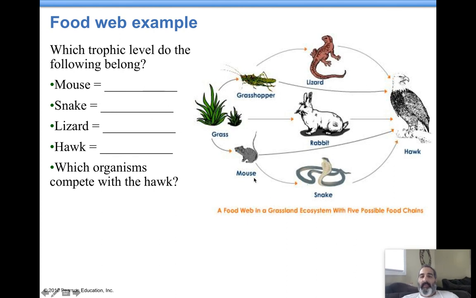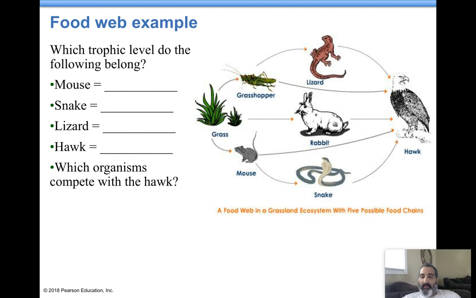The snake. So if the mouse is a first, the snake is a second order consumer. 0, 1, 2. Okay. The lizard is over here. The lizard is a 0, 1, 2. Okay. The hawk. There's more than one way to get to the hawk. So you have to check all the ways. 0, 1, 2. 0, 1, 2, 3. So it's a 2.